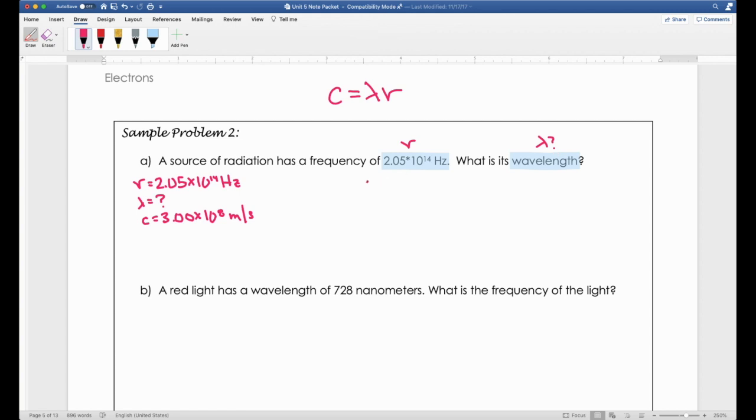So let's go ahead and solve. C equals lambda times nu. Again, that's our only equation at this point. So 3 times 10 to the 8th meters per second is equal to wavelength, which is what I'm trying to find, times the frequency.